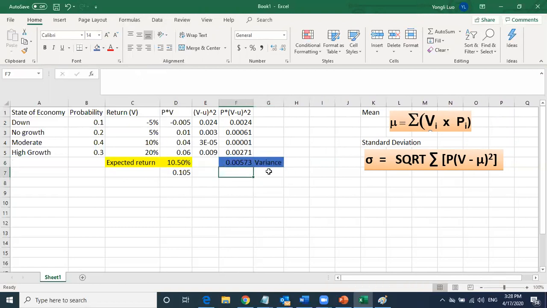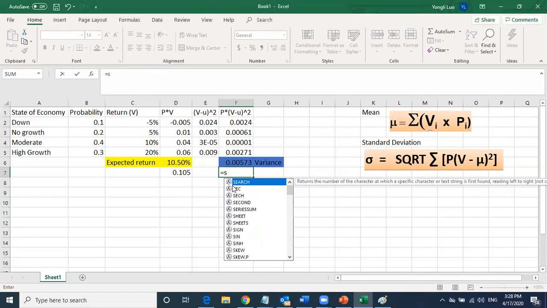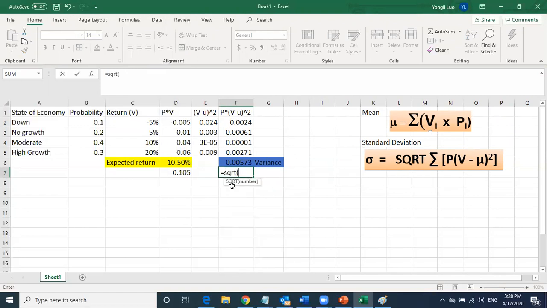Now what you need is the standard deviation. So what is your standard deviation? The standard deviation is the square root, SQRT, of the variance. The square root of the variance is your standard deviation. That's your standard deviation. So you have the standard deviation.